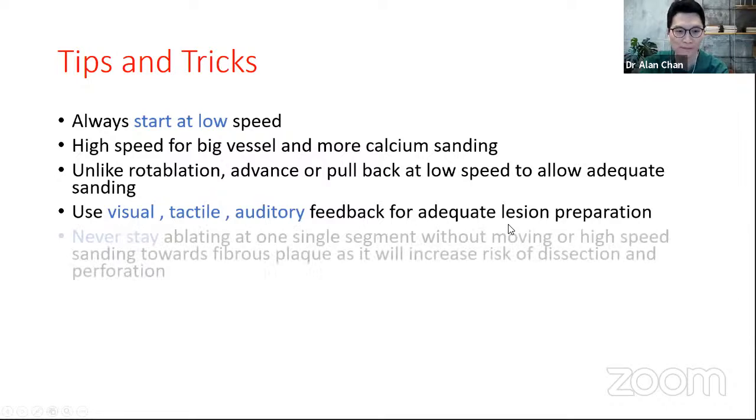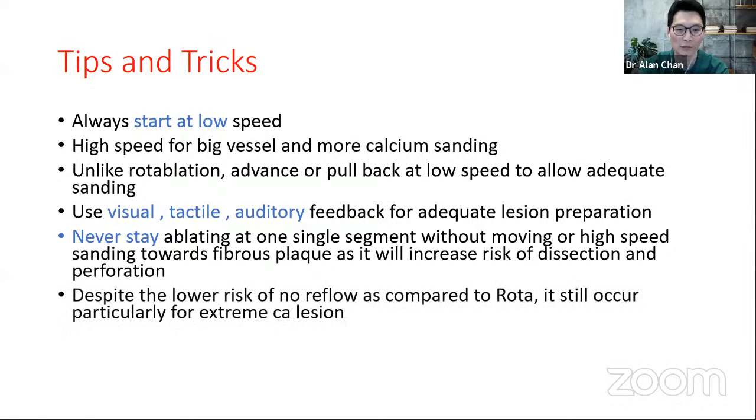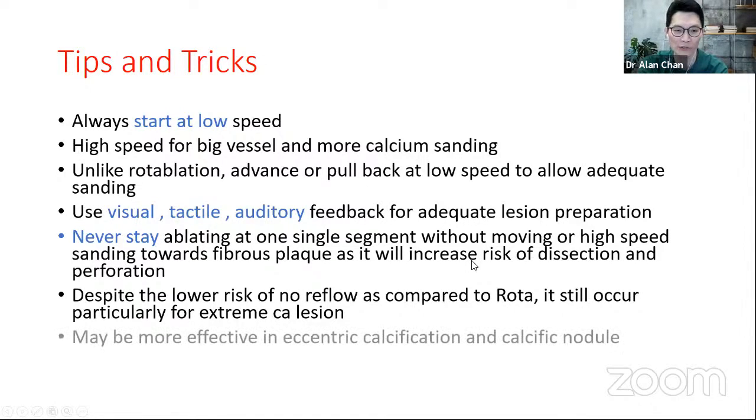for adequate lesion preparation. Never stay at one single segment without moving, because in particular, if you are facing eccentric calcification with fibrous tissue on the other side of the lesion, you may have an increased risk of dissection as well as perforation. Despite the lower risk of no reflow as compared to rota, it still occurs, particularly in extremely calcified lesions.